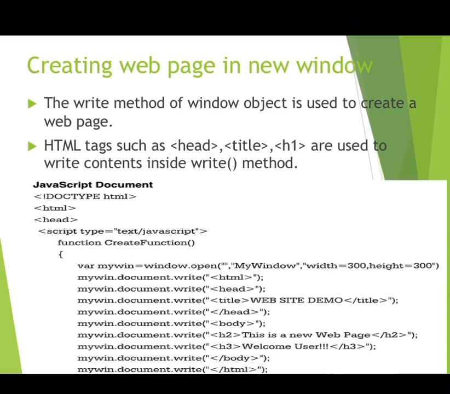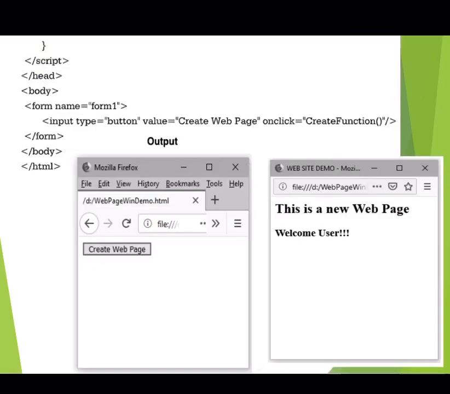Okay, so basically the window object is used to create a web page, and in that web page HTML tags will be used to insert the contents inside the write method. Let's see the output first.